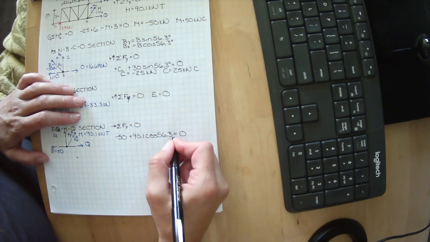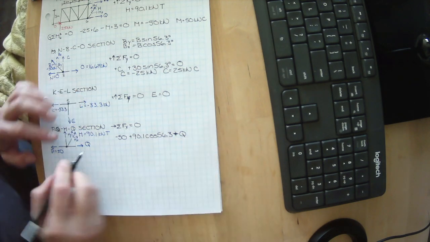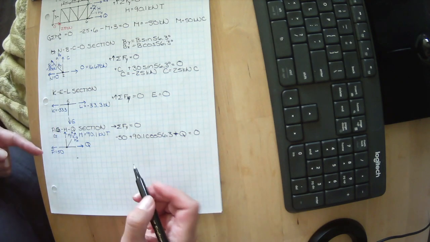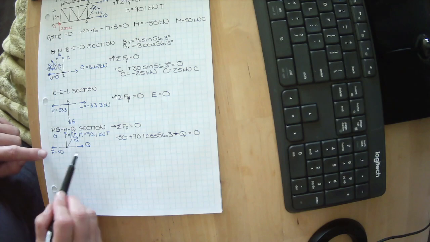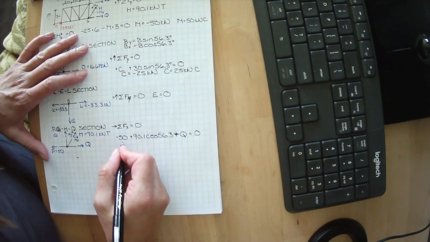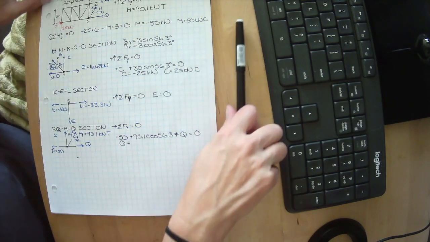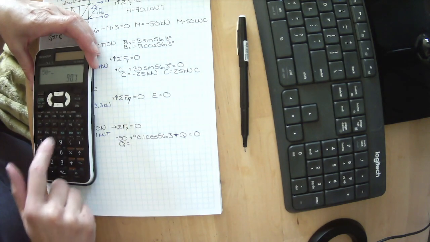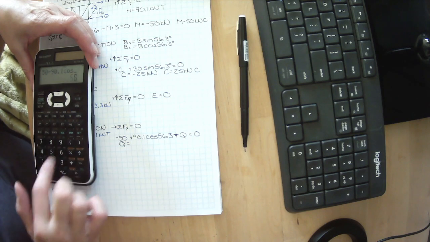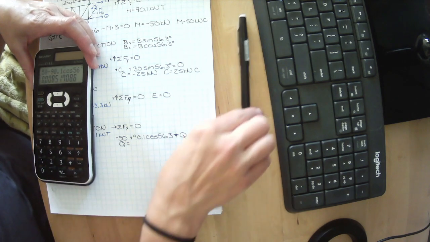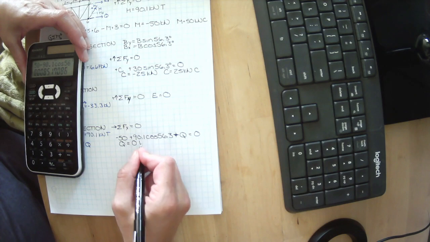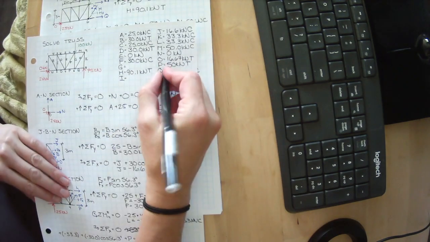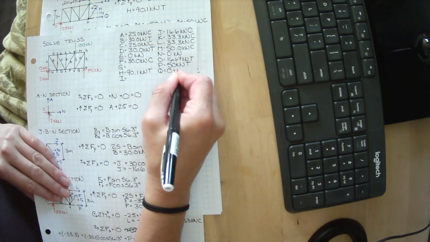And we also then have plus Q, which we don't know what it is, equals 0. Those are the only things moving in the X direction, P, Q, and HX. Let's solve for Q. So 50 kilonewtons minus 90.1 times the cosine of 56.3 equals essentially 0. So Q equals 0 kilonewtons.